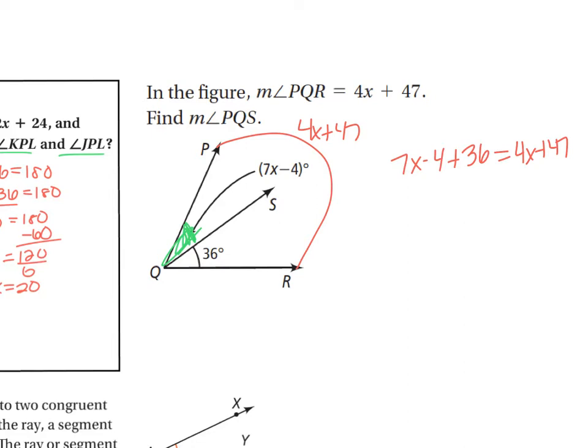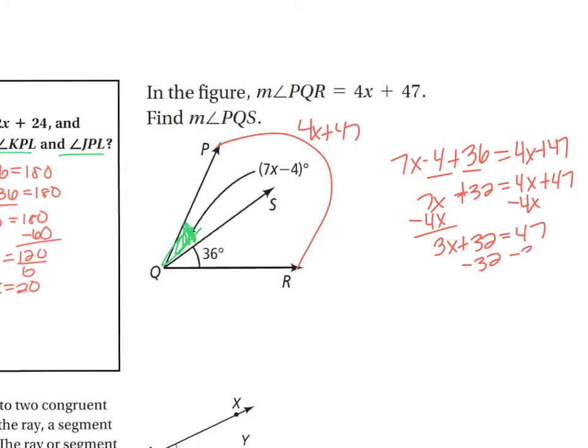All right, now that we've got it set up, let's solve it. Combine your like terms on the left. You get positive 32. And then bring everything else down. I'm going to subtract 4x from both sides. That would give you 3x plus 32 equals 47. Subtract 32 from both sides. You get 3x equals 15. Divided by 3, x equals 5.